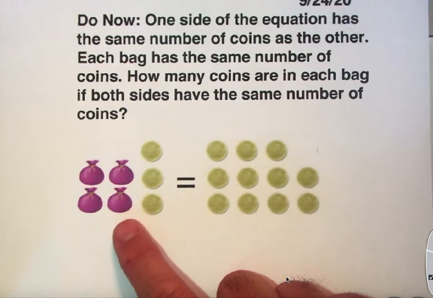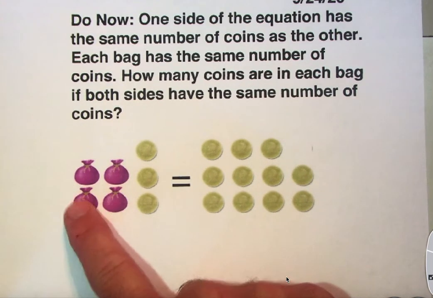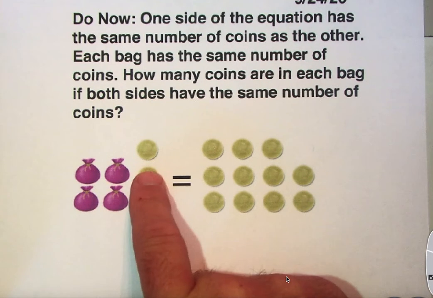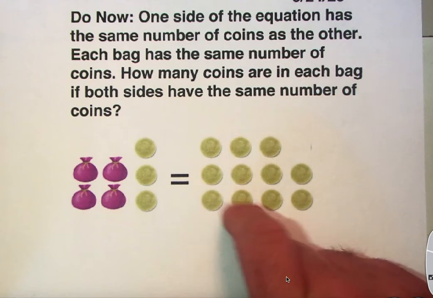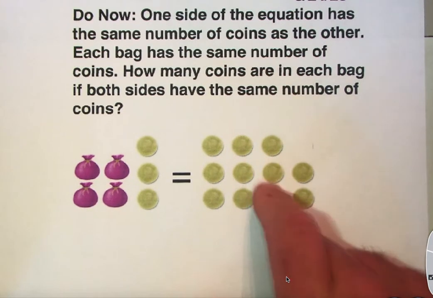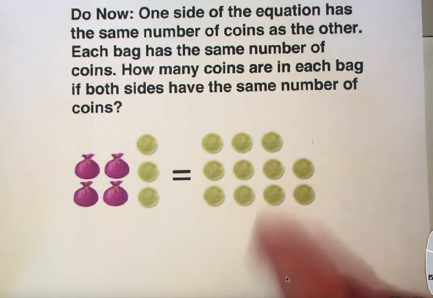And we don't know how many coins are in each bag, but we do know they have the same amount. So we have 1, 2, 3, 4 bags and 3 coins. And that is equal to 1, 2, 3, 4, 5, 6, 7, 8, 9, 10, 11 coins.